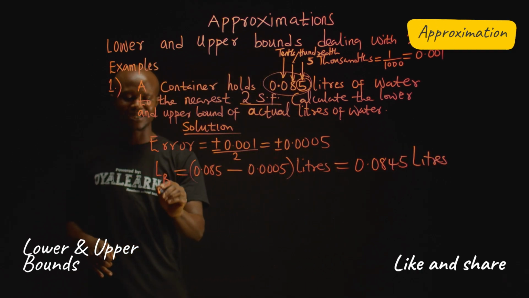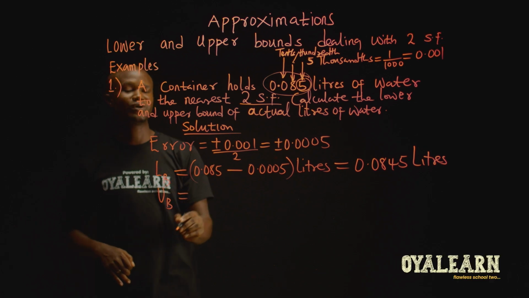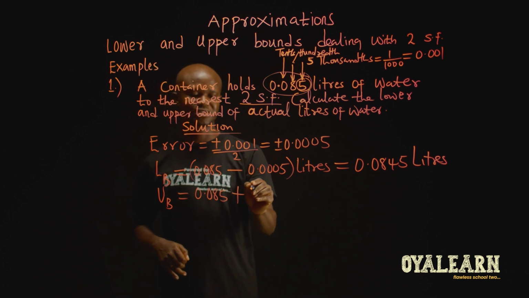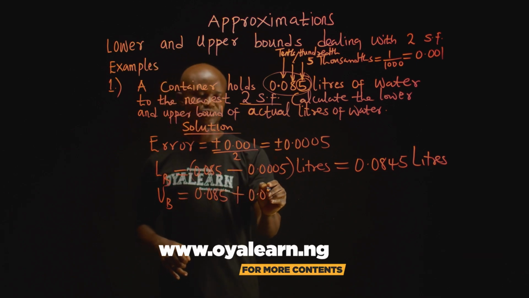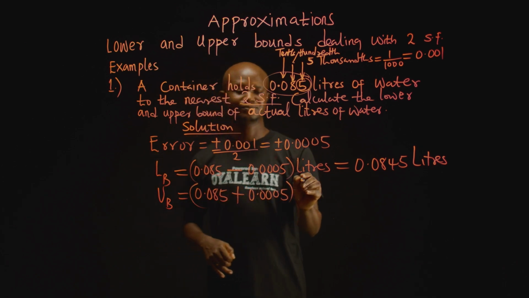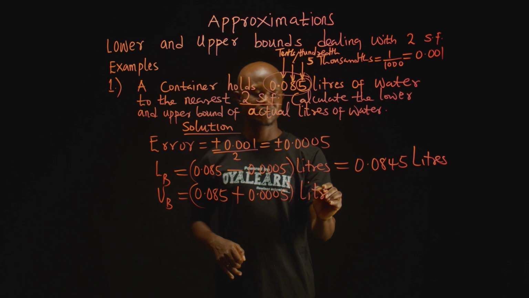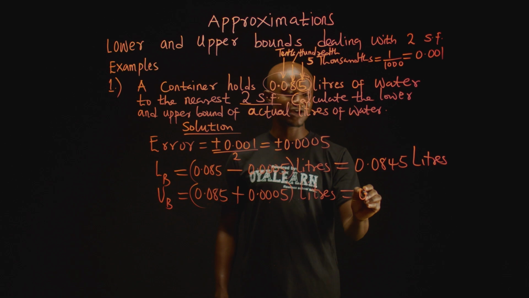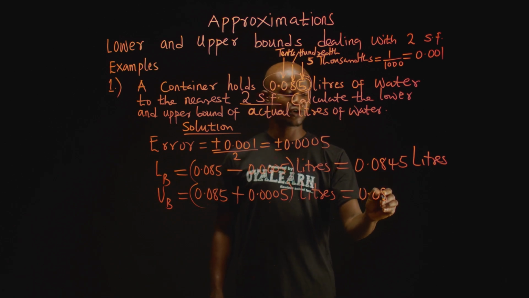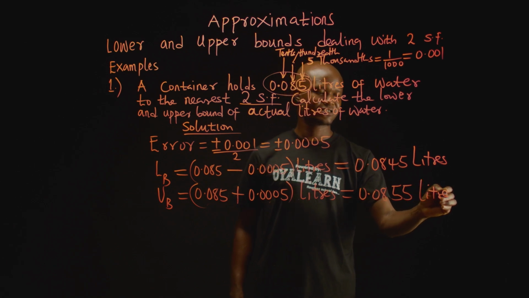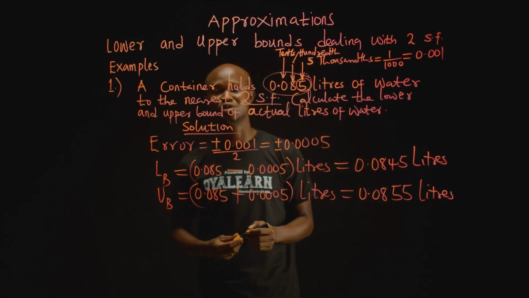Now for the upper bound, we are going to add. We have 0.085, then plus 0.0005 in liters. Don't forget. So this will give us what? When you add these two values together, we are going to have 0.0855 liters. That is the solution to the problem.